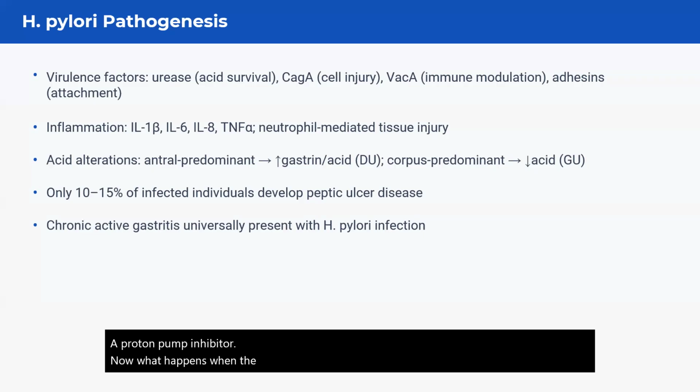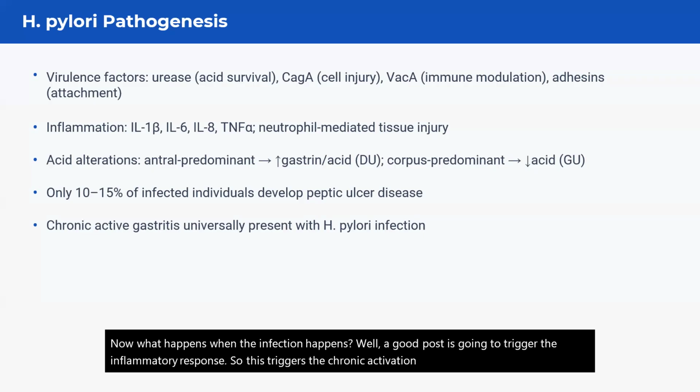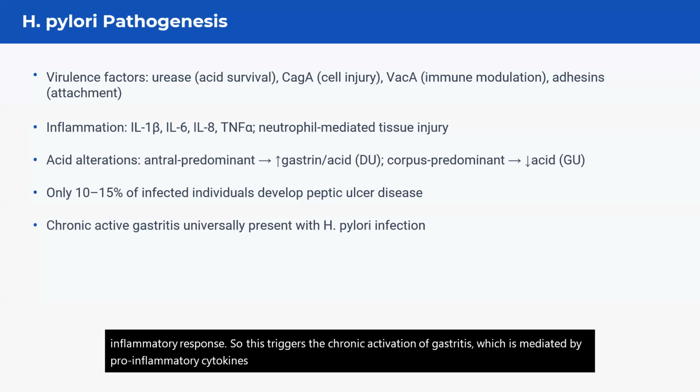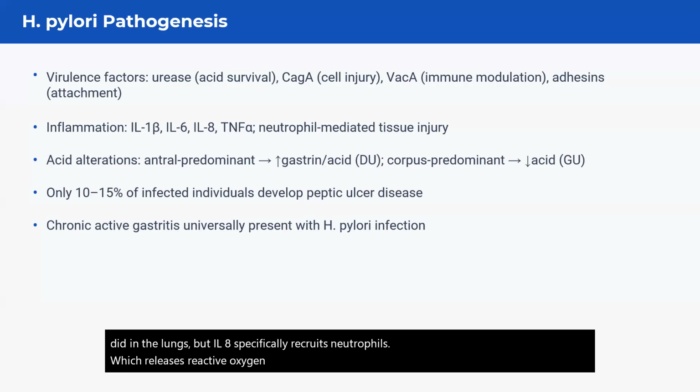Well, a good host is going to trigger the inflammatory response. So this triggers the chronic activation of gastritis, which is mediated by pro-inflammatory cytokines. Now take a look at these cytokines and tell me where you've seen those before. IL-1B, IL-6, IL-8, tumor necrosis factor. IL-8 specifically recruits what? Same thing it did in the lungs, but IL-8 specifically recruits neutrophils, which release reactive oxygen species and protease that injure the epithelial cell. Where have we seen that phrase before?